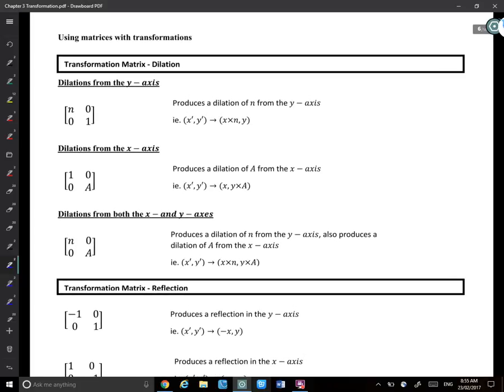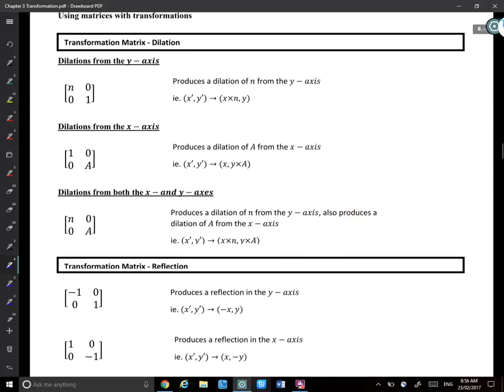Using matrix for transformation. There's a particular way, like, as I said, moving one unit to the right, you will write x dash equals to x plus 1. For matrix, there's a particular way of writing it. When you see the matrix itself, you will know what kind of transformation has been applied. It will be the same as giving you the word description.